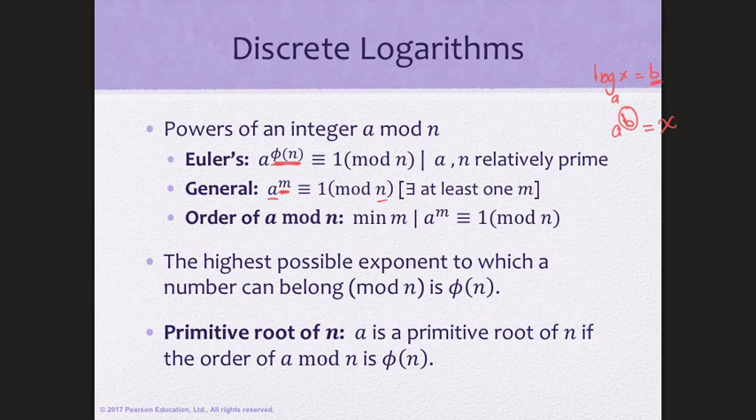Now we define something, and this comes from this directly. There is nothing new here. We define something called the order of a mod n. The order of a mod n is the smallest value of m that satisfies this relation. We said there exists at least one value. There might be more than one value, generally, yes. Then the smallest value that satisfies this relation is what's called the order of a mod n.